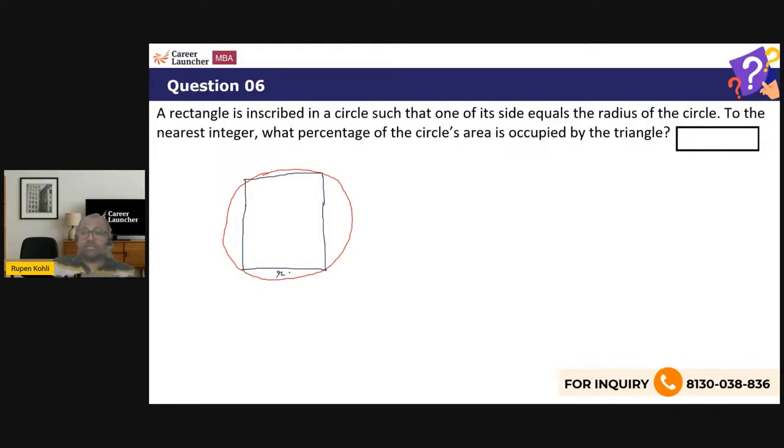What is the question asking? To the nearest integer, what percentage of the circle's area is occupied by the rectangle? तो कुछ मुझे लग रहा है कि कुछ irrational वगैरह आ जाएगा, something which I have to calculate approximately to the nearest integer the percentage, right. तो पहले तो इसका area निकालें in terms of pi r square, right.